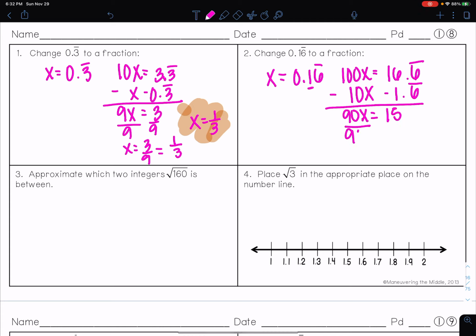And finally, we'll divide both sides by 90. So x equals 15 over 90, which I can just divide both the numerator and denominator by 15. 15 divided by 15 is 1, and 90 divided by 15 is 6. So our final answer here is x is equal to 1/6.